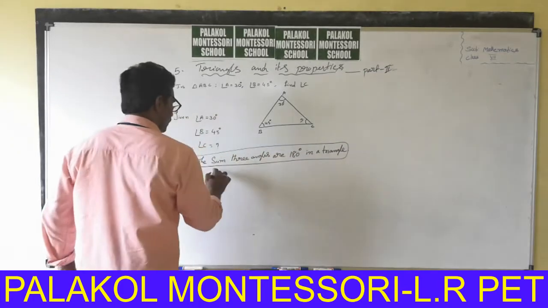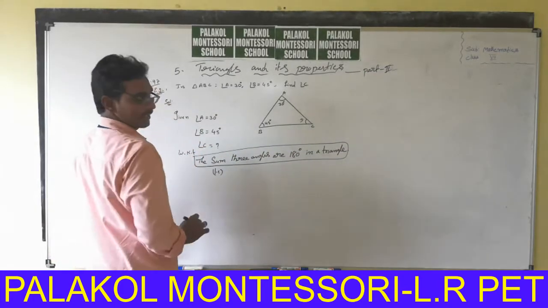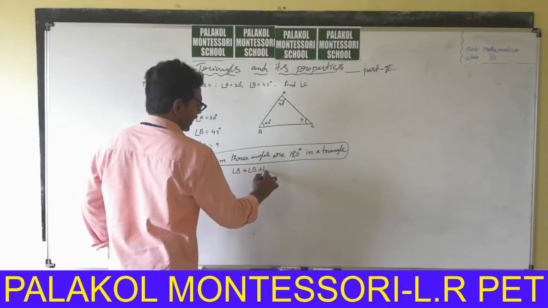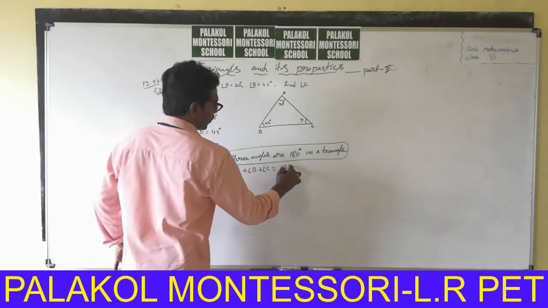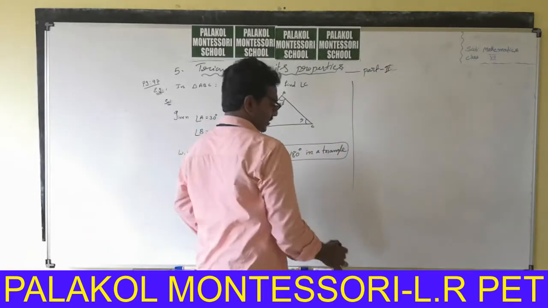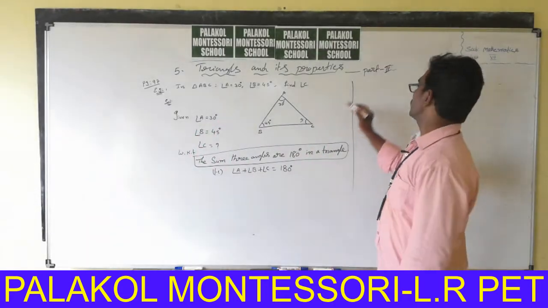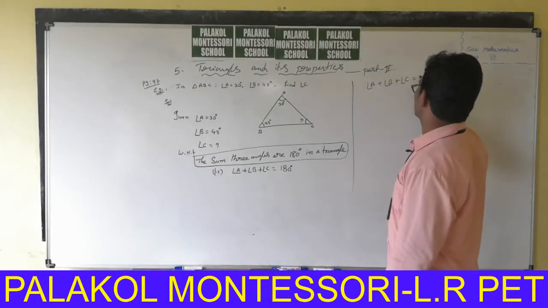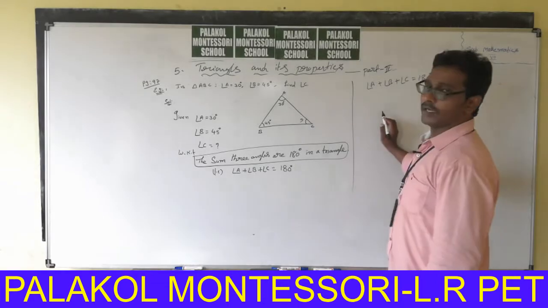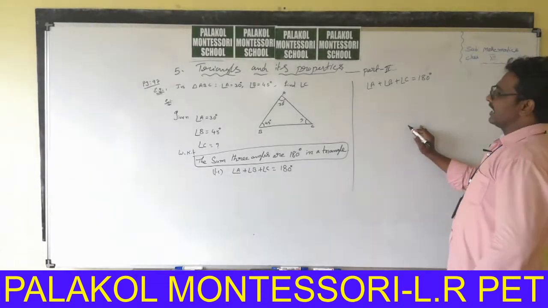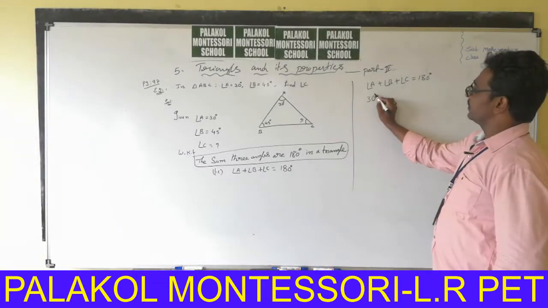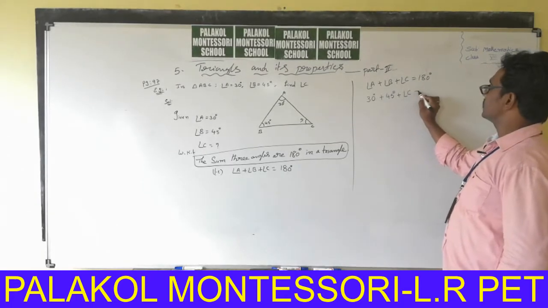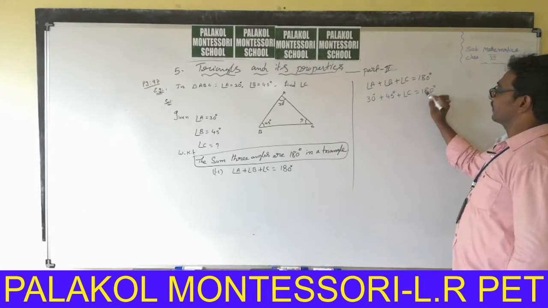Yes, this one you write in symbolic form. That means angle A plus angle B plus angle C is equal to 180 degrees. Come to this side. So, angle A plus angle B plus angle C is equal to 180 degrees. Already you know angle A is 30 degrees, angle B is 45 degrees, angle C is unknown, and the total is 180 degrees.